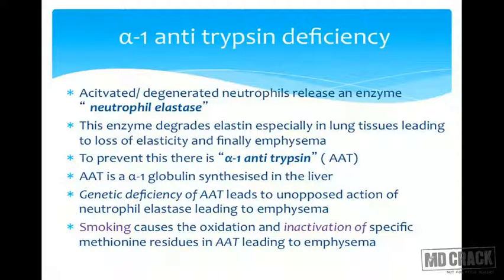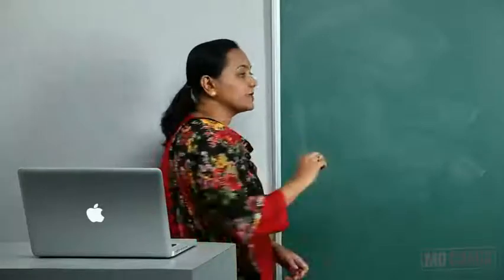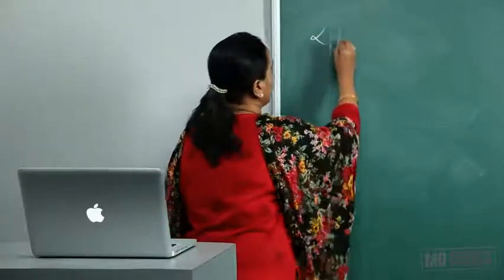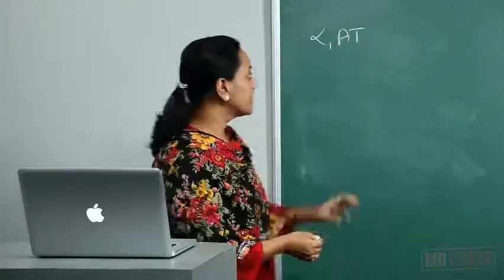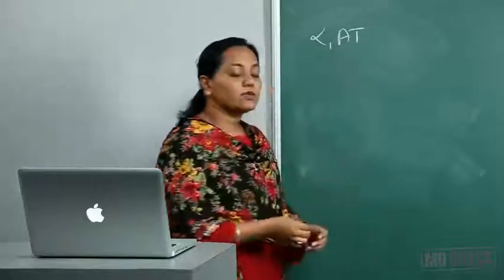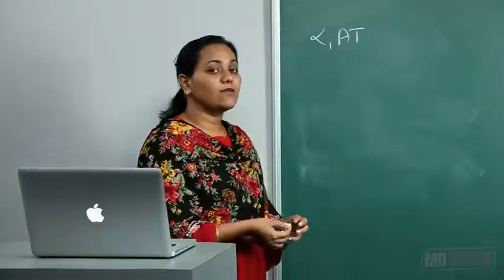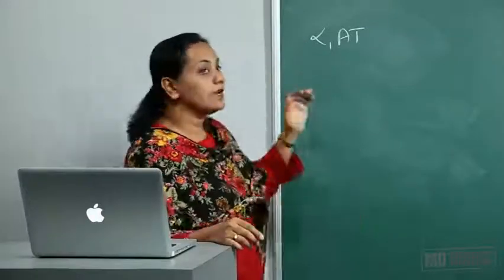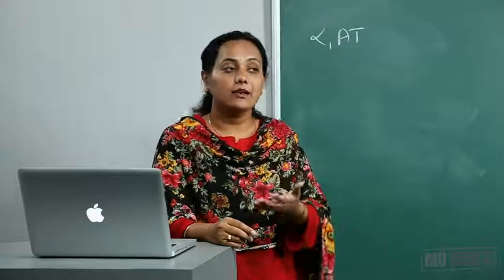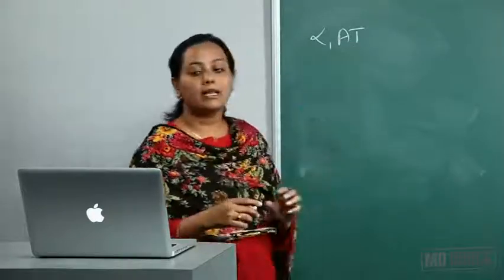Another important disease associated with this connective tissue is alpha-1 antitrypsin deficiency, AAT. I'll be talking about this also. What does the name suggest to you? Antitrypsin means something which is against trypsin. Why do we call it antitrypsin? Trypsin is actually found in the digestive tract, but this antitrypsin can act against many enzymes which have trypsin-like properties.